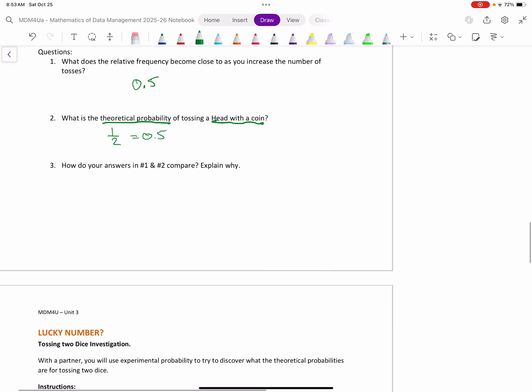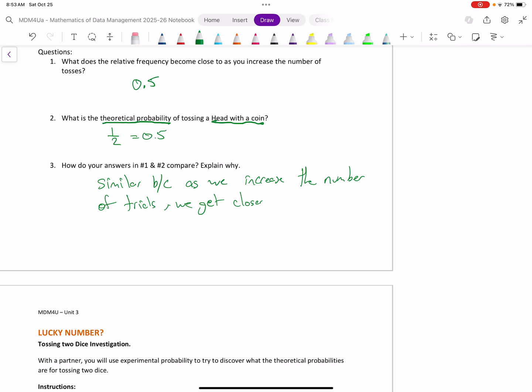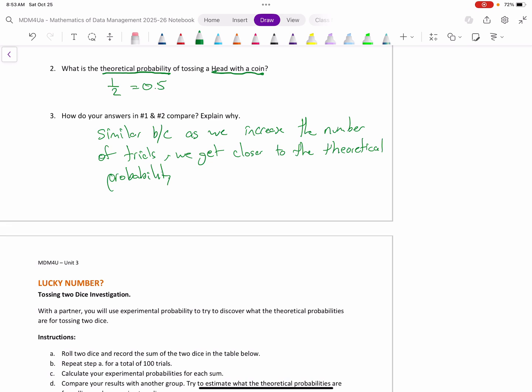And so how do these compare? Well, they're similar because, and this is the concept I want you to know, as we increase the number of trials, we get closer to the theoretical probability. And that will always be true.